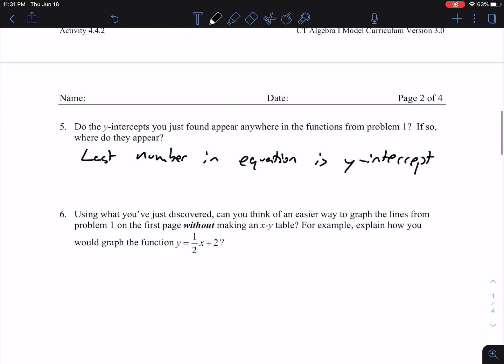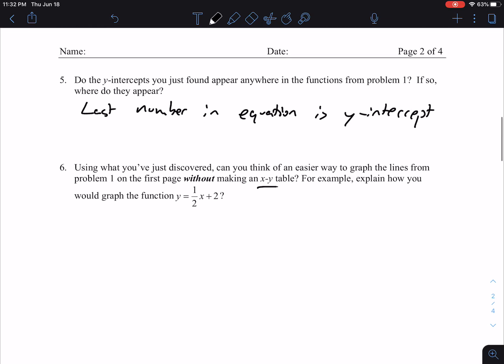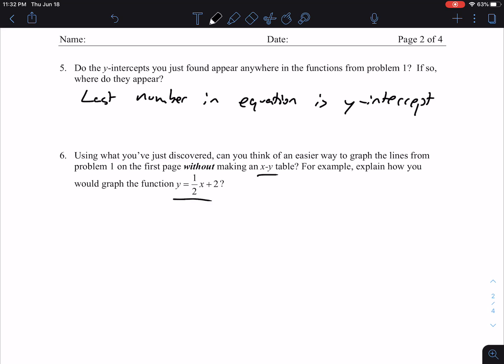So using what we just did, we should be able to find an easier way to graph the lines from problem 1 without making an x-y table. And that's the goal here. Let's make it a little bit more shorthand for our graphing purposes. So I want you to go ahead and explain that. Knowing that I have two key pieces of information, my y-intercept and my slope, how would you go about trying to graph this?